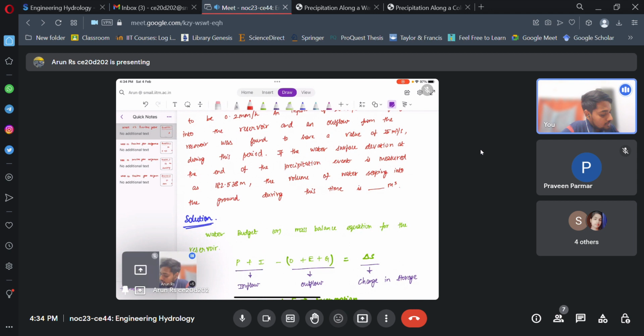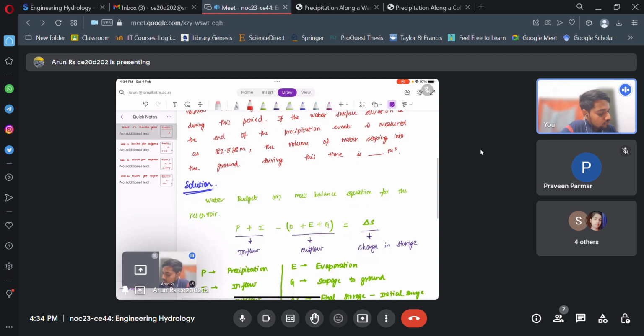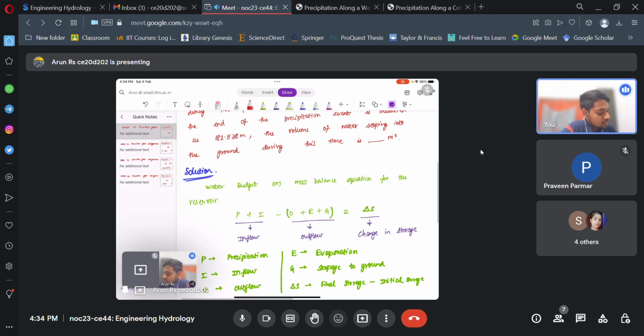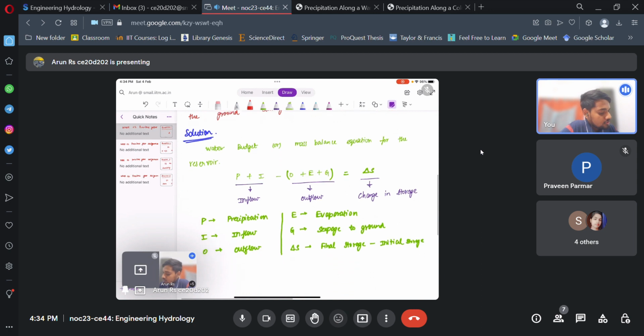At the end of the precipitation event, the reservoir level is measured to be 182.538 meters. So we need to calculate the volume of water that is seeping through the ground during this time. So this is a water budget problem. We just have to do some simple mass balance. So the water budget for the reservoir is written as precipitation plus inflow minus outflow from the reservoir plus evaporation plus the ground seepage, which should be equal to your change in storage.